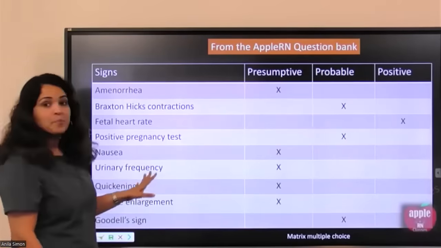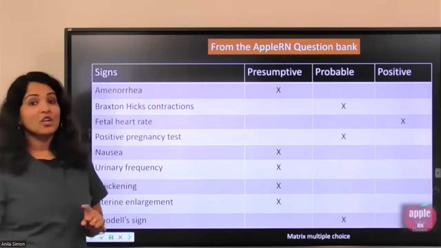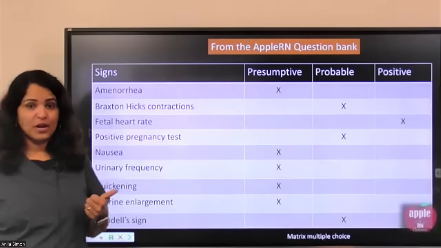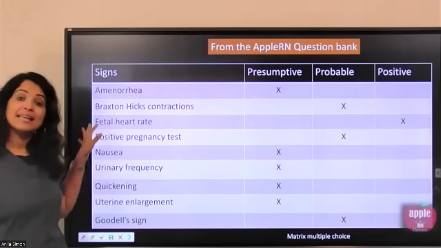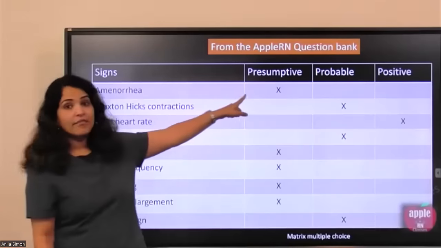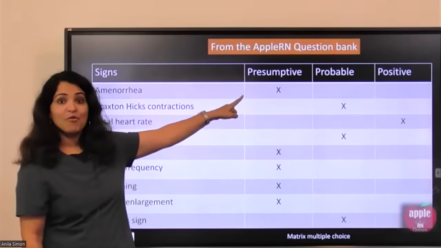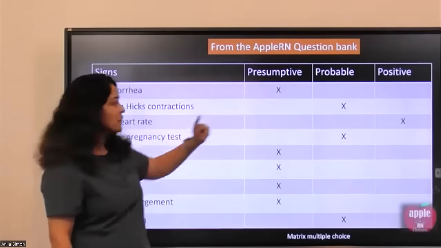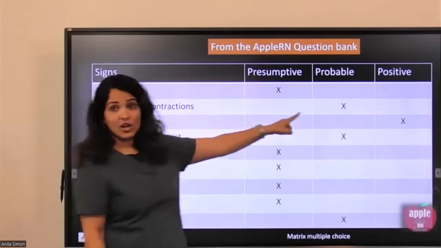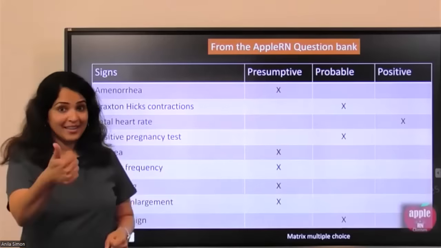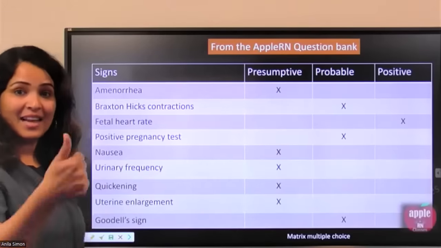So here, what happens is, if you get it right, you get 1 point, right? So it's 1 point for each thing. So let's say you got amenorrhea right, you got 1 point there. If you got Braxton Hicks contractions as probable right, you get another point there, right? So it's either 0 or 1.